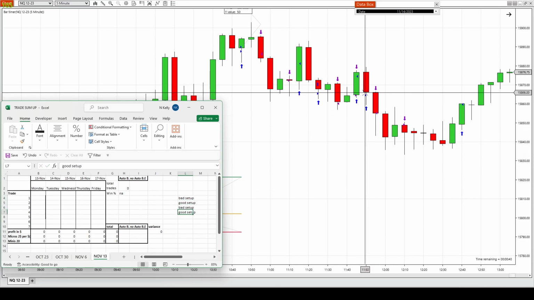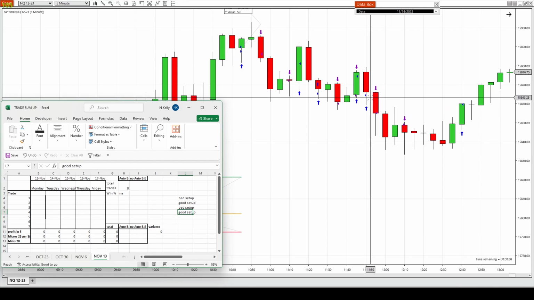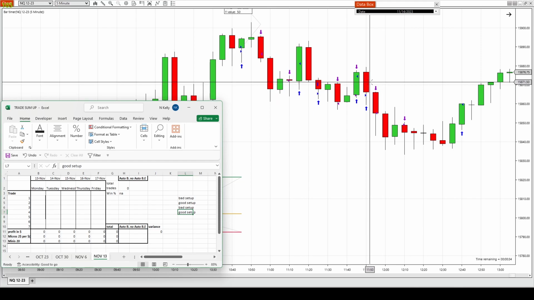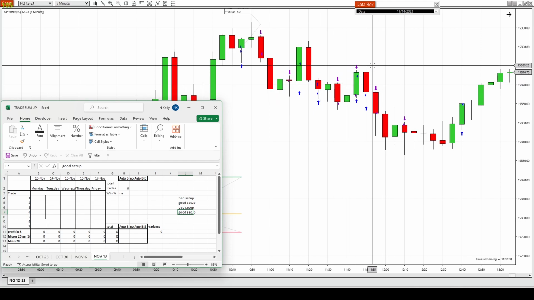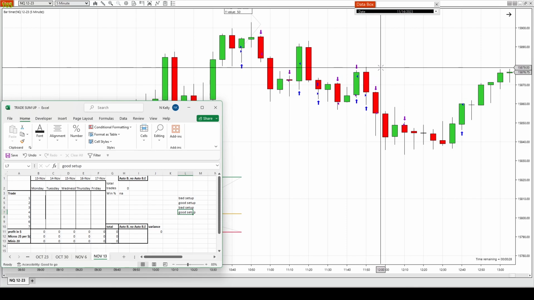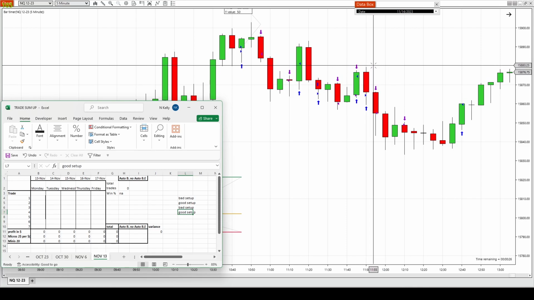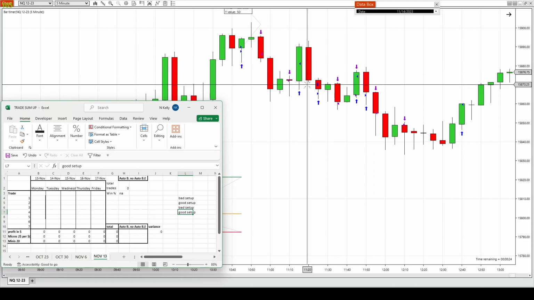And then we have another setup right here. On this setup, I took a buy. The reason I took the buy was because I saw that we broke the minor resistance. However, again, the wick is too long on the prior candle, so this instantly made it invalid. So bad setup, should not take these.